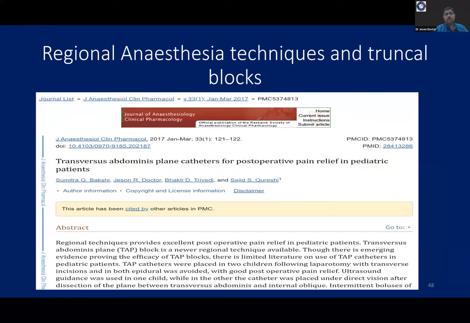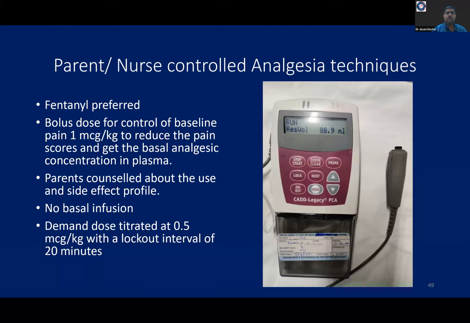Where epidural and central neuraxial blockade is contraindicated, we have used regional anesthesia. We have published a few letters to the editor, case series and case reports where we have placed regional catheters and truncal blocks for analgesia. Where even that is a problem, we can use parent or nurse controlled analgesia using these pumps with fentanyl. But a word of caution: if you're giving opioids, the child needs to be monitored, they need to have a higher lockout interval, and the child needs to be kept in the recovery area.